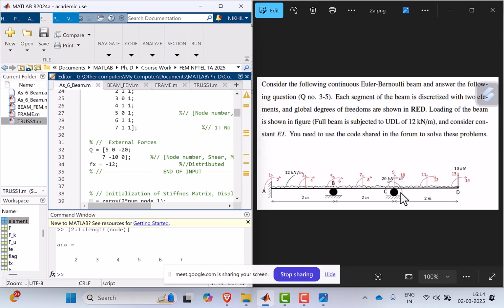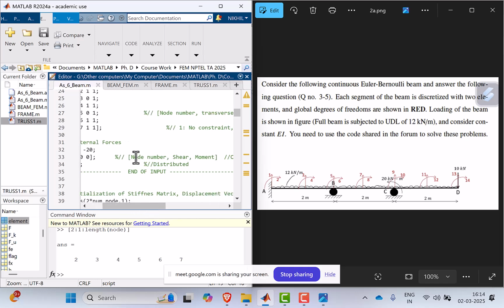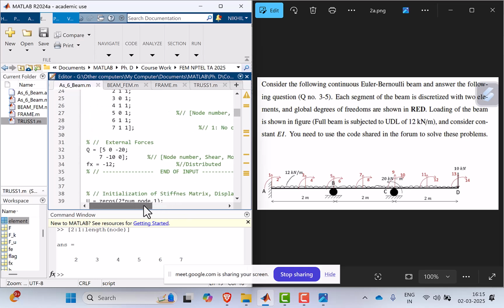So which node does this 10 belong to? 1, 2, 3, 4, fifth node. The fifth node is having minus 20. So we can write it in this way: the first term is the node number, the second is whatever shear is acting, and whatever moment is acting will come next. So for the fifth node, only the moment is acting, shear is not there, so shear is 0, and for moment, the opposite direction is there, so it is minus 20.